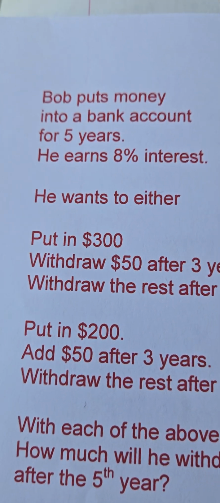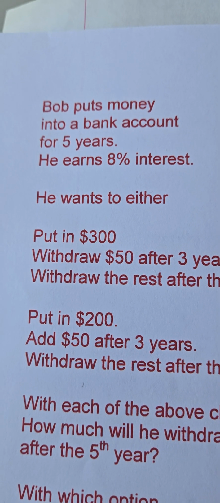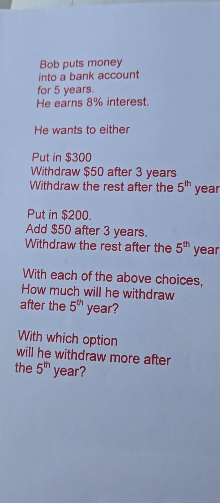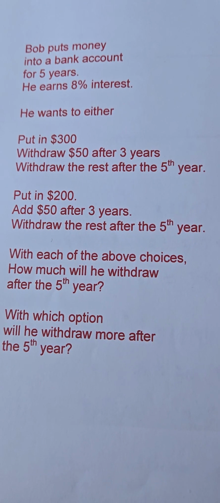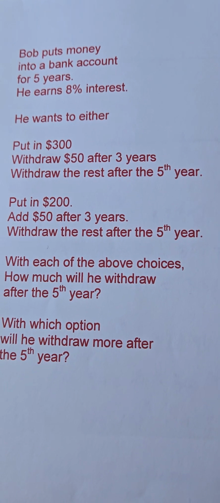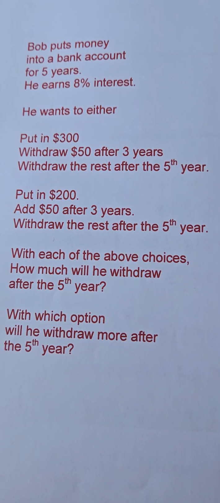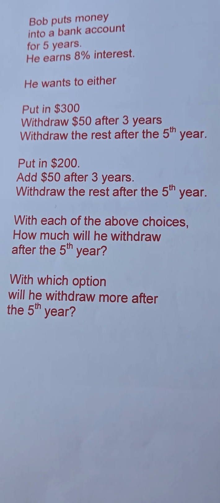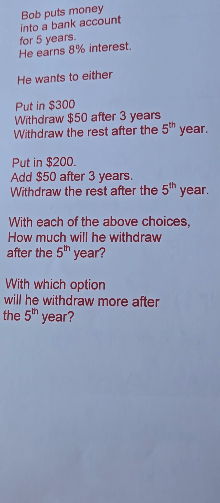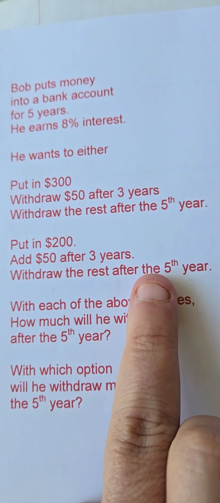This is the question. Bob puts money into a bank account. It's for 5 years. He earns 8% interest, and he's deciding between two choices. He puts in $300. After 3 years, he withdraws $50, and then he withdraws the rest after the 5th year. It's still earning 8% no matter what he puts in or takes out. The other option, he puts in $200 now. He adds $50 after 3 years, and then he withdraws the rest after the 5th year.